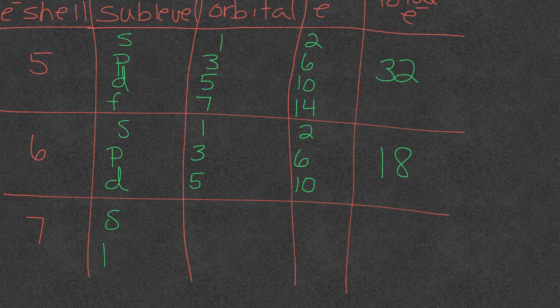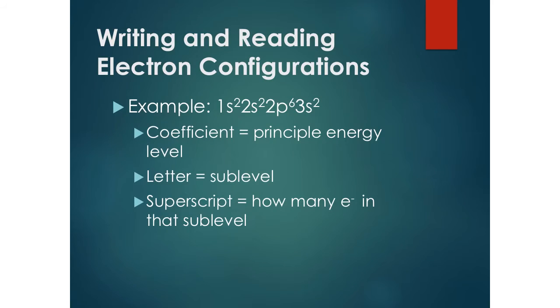Lastly, in the 7th, we are down just to S and P. S has 1 orbital, 2 electrons can go in there. P, 3 orbitals, 2 electrons in each orbital, giving us 6 electrons. So there are 8 electrons in the 7th energy level, which also would be the valence electrons. So again, this is what we saw on our first slide.